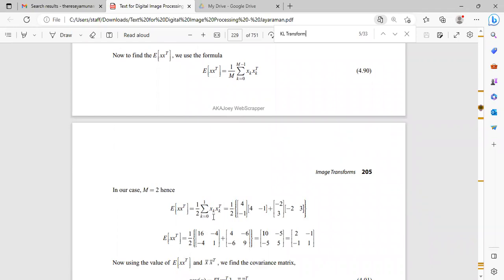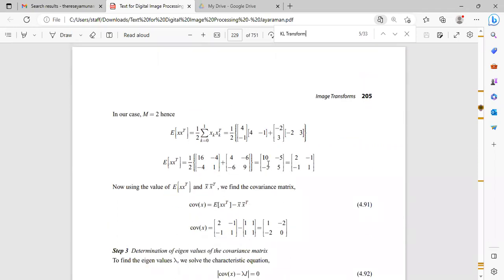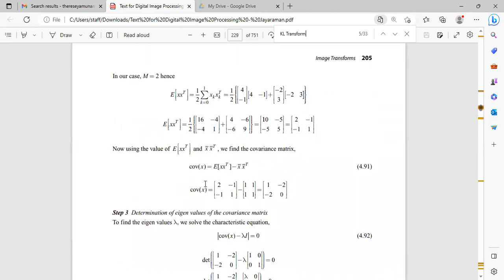K equal to 0 to 1, Xk, Xk transpose. So this will be X0, X0 transpose plus X1, X1 transpose. So find out the values. Reduce it to the lowest term since it is an expectation. So here you can divide by 5 since it is an expectation. So this will be your expected value of X into X transpose. Now you can combine these two values and find the covariance matrix. So you'll get 1 minus 2 minus 2 0.